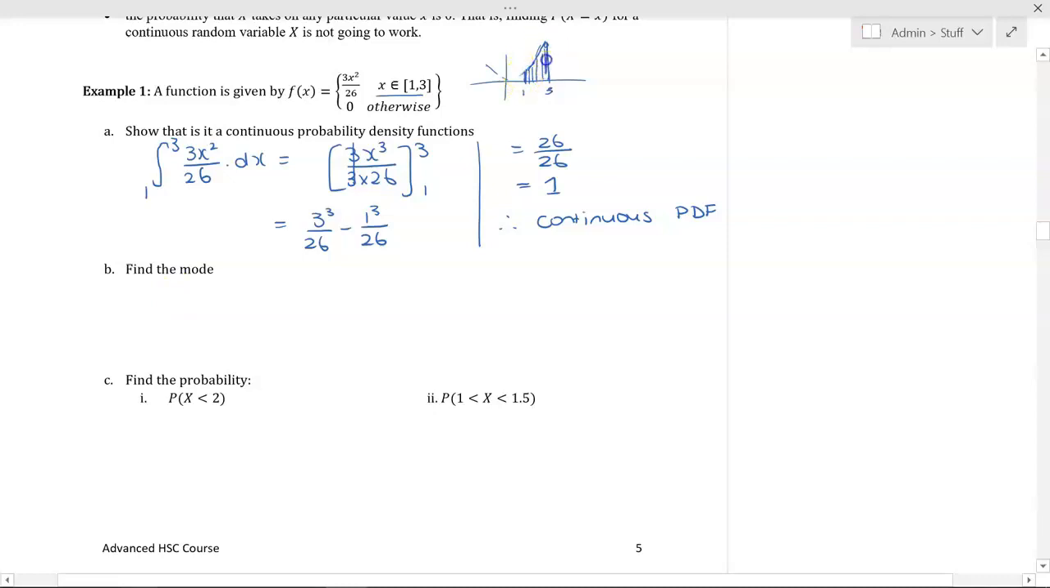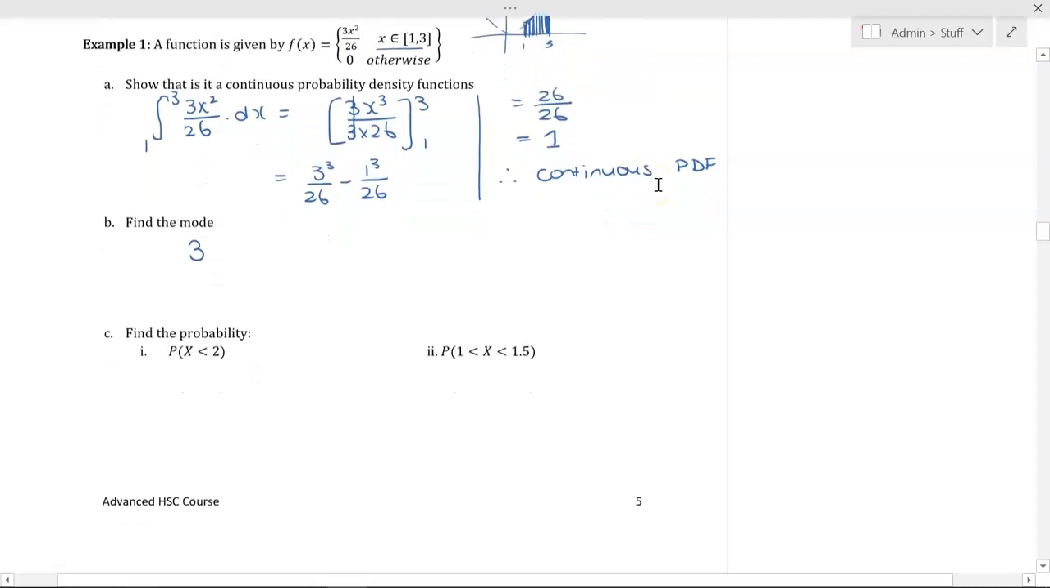We can see the mode. The mode will be the highest possible value. So we can have a mode, we just won't be able to have a probability of that occurring. So the mode will be 3. The probability of 3 occurring is nothing, but it's the one that will occur the most. Don't read too much into it.